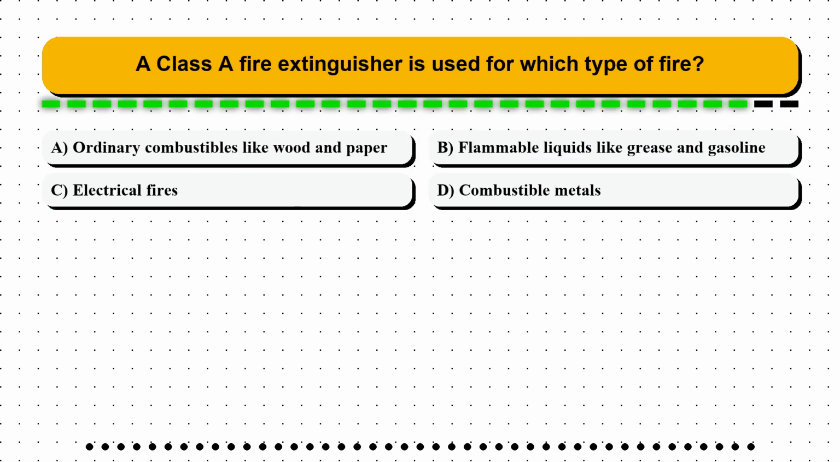Question 13. A Class A fire extinguisher is used for which type of fire? Option A, ordinary combustibles like wood and paper. Option B, flammable liquids like grease and gasoline. Option C, electrical fires. Option D, combustible metals.